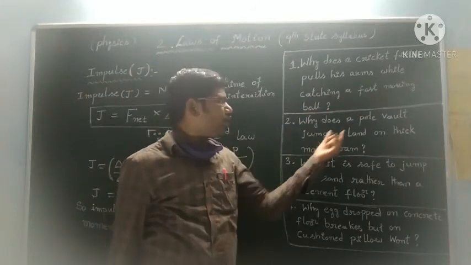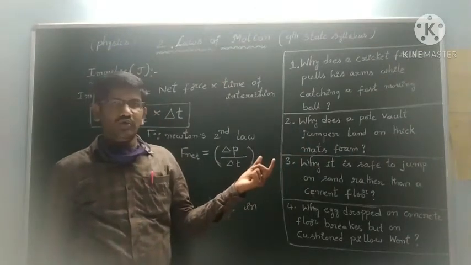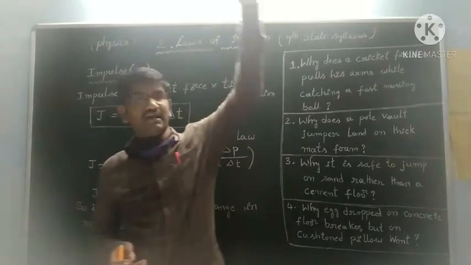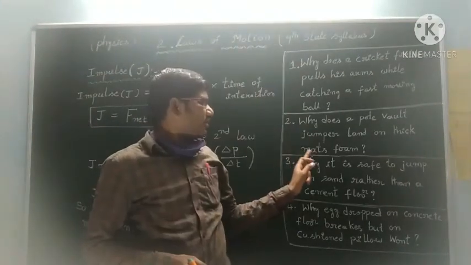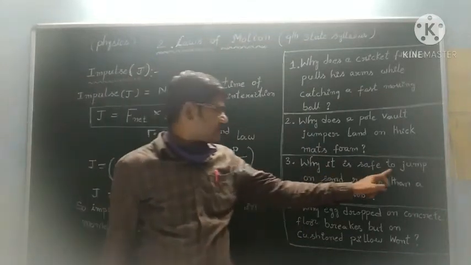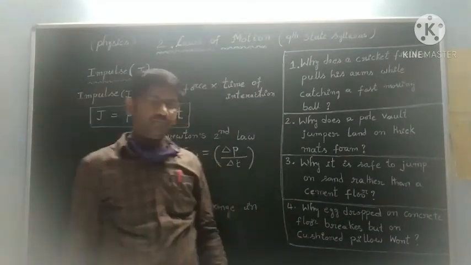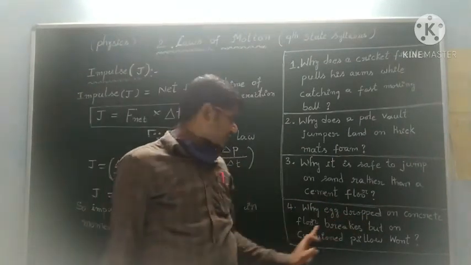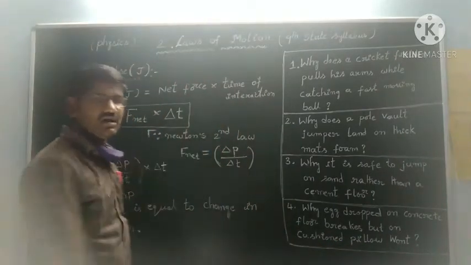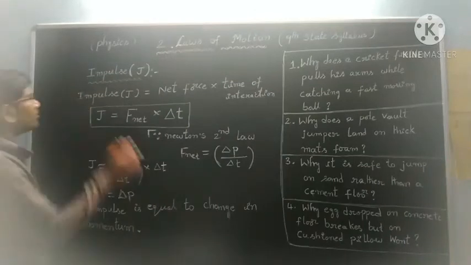Why does a pole vault jumper, who carries a pole and jumps from a certain height, land on thick mats of foam? Why is it safe to jump on sand rather than a cement floor, and why do eggs dropped on the concrete floor break but on the cushion pillow do not? To answer all these questions, we should know a small concept called impulse.